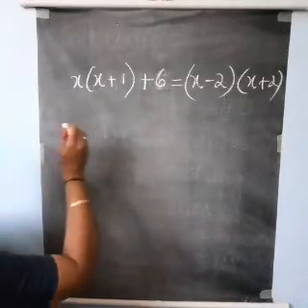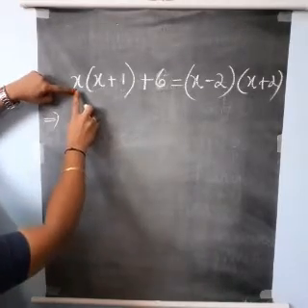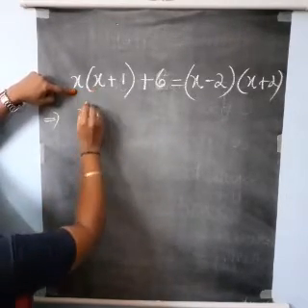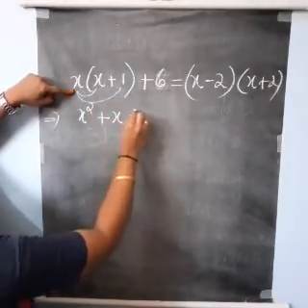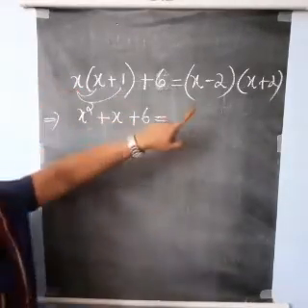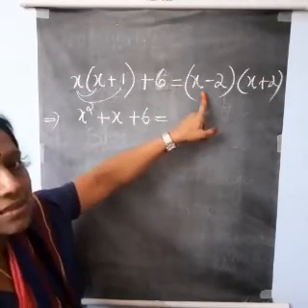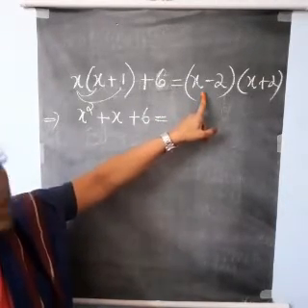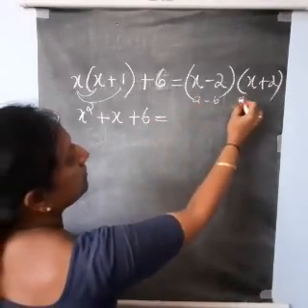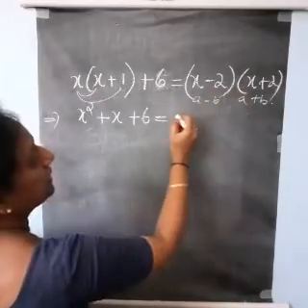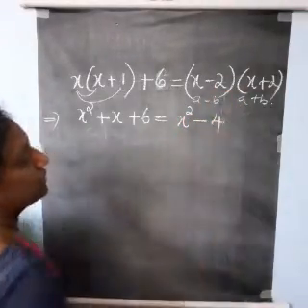Now we have to expand the bracket. When we take the left hand side and expand this, what will it become? x into x will be x squared, plus x into 1 will be x, plus 6, is equal to, this is of the form a plus b into a minus b. So what is the end result? a squared minus b squared. So my a is x here, so you will get x squared minus b squared, which is 4.